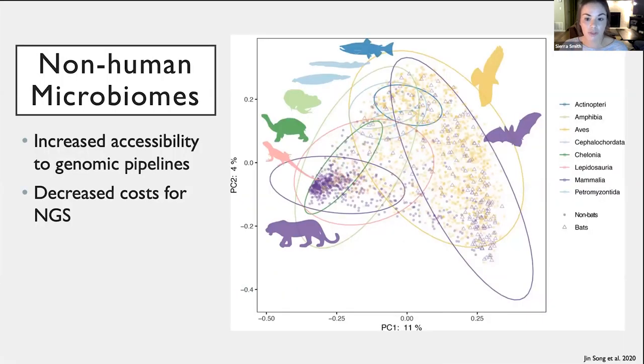So with increased accessibility to these protocols and pipelines, the taxonomic scope of microbiome studies expanded to include many different vertebrate taxa, such as frogs, lizards, non-human mammals, fishes. But despite their use in addressing many questions in ecology and evolutionary biology, microbiome evolution among reptiles and amphibians remains really poorly understood.